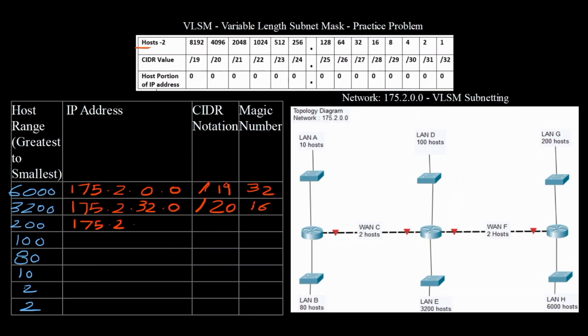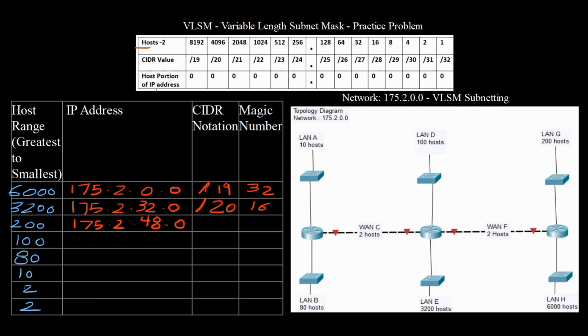So the magic number 32 is from the previous IP, right? So from the previous IP address plus 16 within the same octet. It's in the third octet. And so if you add 32 and 16, it's 48, right? So here we have 48, and here is 0.